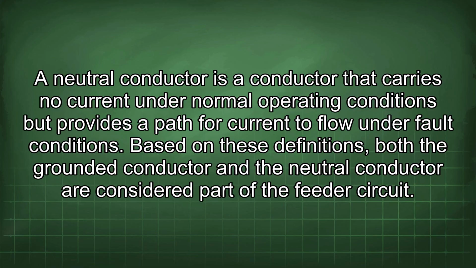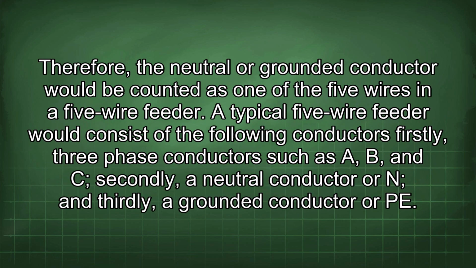Based on these definitions, both the grounded conductor and the neutral conductor are considered part of the feeder circuit. Therefore, a neutral or grounded conductor would be counted as one of the 5 wires in a 5-wire feeder. A typical 5-wire feeder would consist of the following conductors: firstly, 3-phase conductors such as A, B, and C; secondly, a neutral conductor or N; and thirdly, a grounded conductor or P.